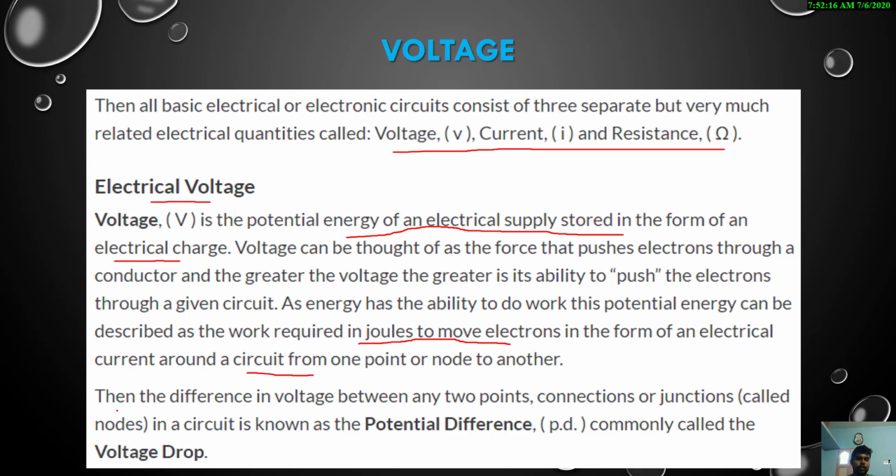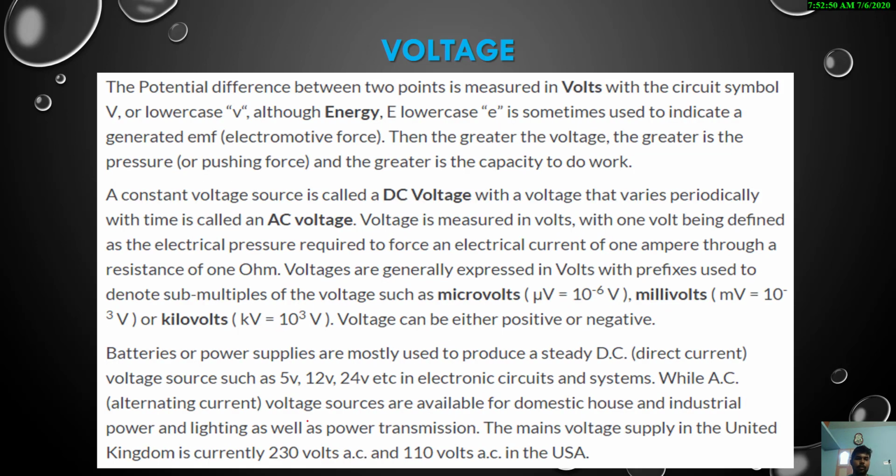In short, the difference in voltage between any 2 points, connections or junctions, which in electrical terms are called nodes in a circuit, is known as potential difference. It is abbreviated as PD, and it is commonly called voltage drop, that is, the voltage drop across a particular element or component. This is about electrical voltage in short.